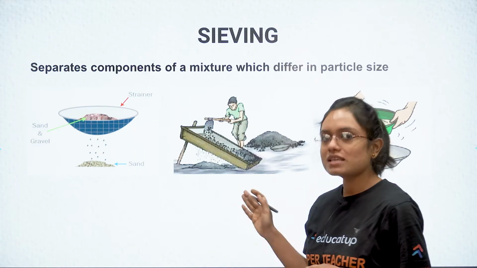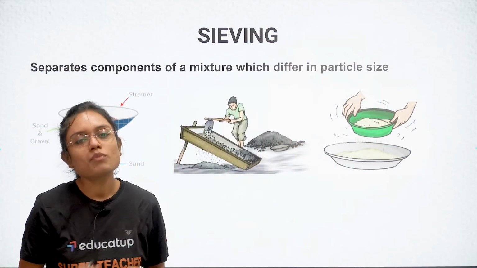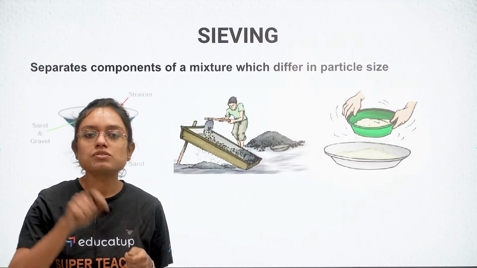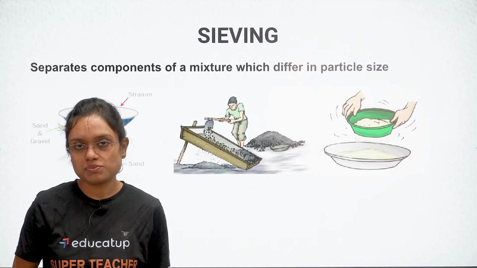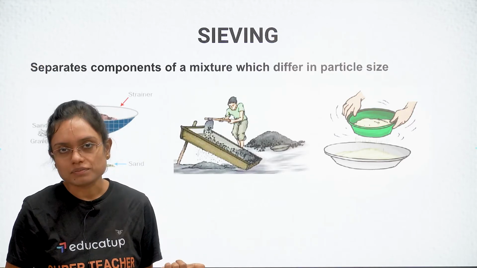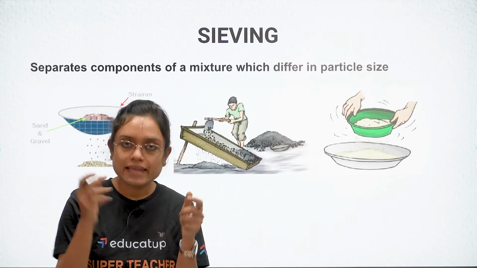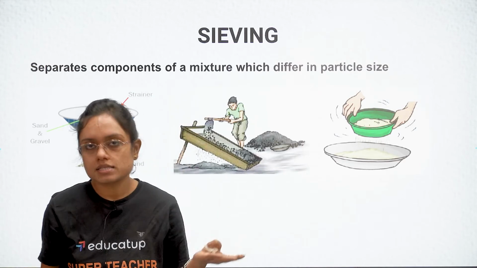Now, sieving. This is something you all must have seen at your home and you all must be aware. When your mom used to cook tea, she always used a sieve to separate the tea leaves and the liquid tea which has been made. This is actually sieving. Sieving is what? You have a sieve, a net mesh, a chalni, through which you can separate the components.